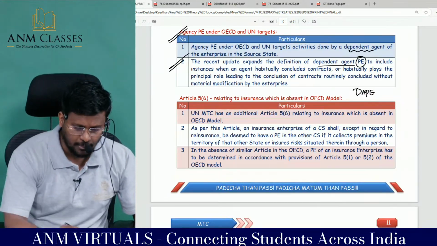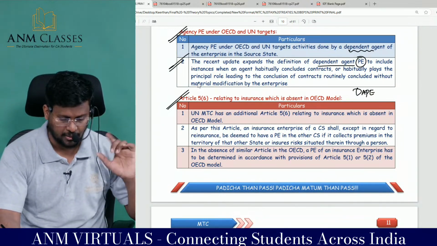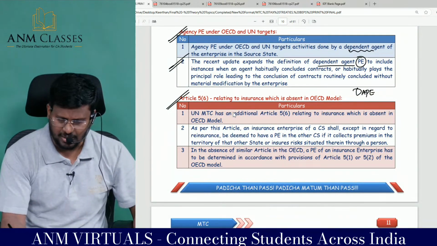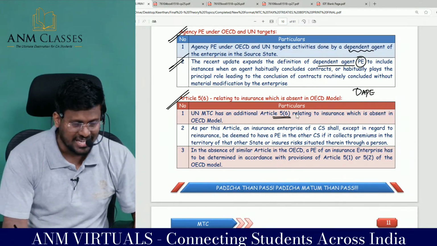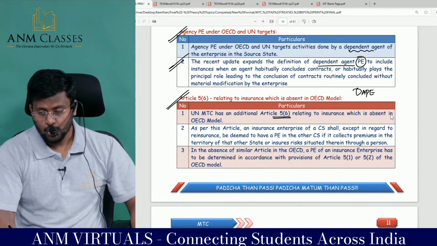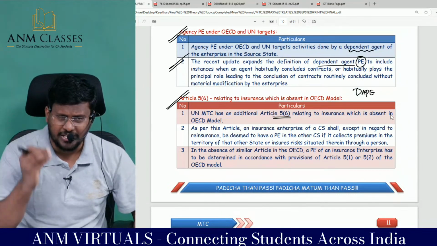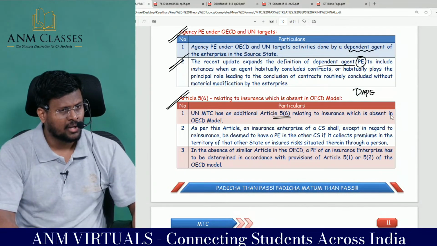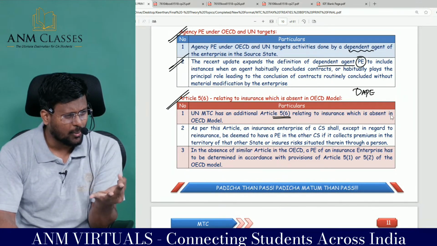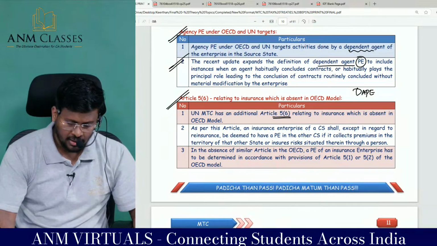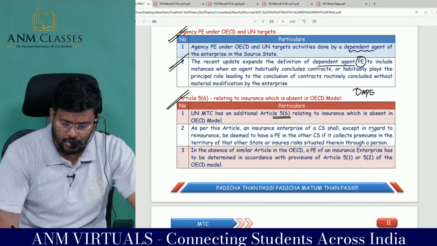And the next one, article number 5(6), relating to insurance fee. The next type of PE, insurance PE. So the UN model tax convention has an additional article 5(6) relating to insurance, which is absent in the OECD model. So this insurance provision is not there in the OECD model. The OECD is between developed countries, so they don't have agency PE, they don't have service PE, they don't have insurance PE. Hello, sir.